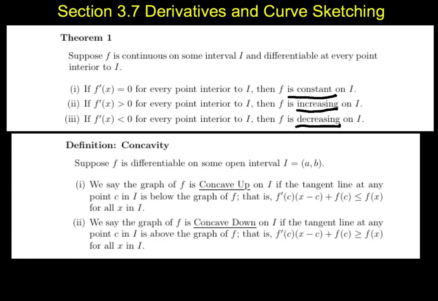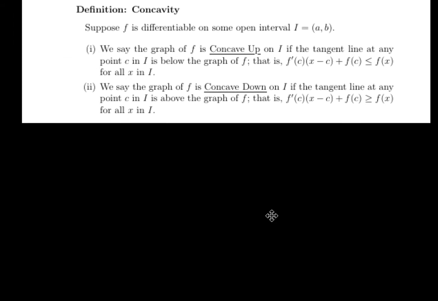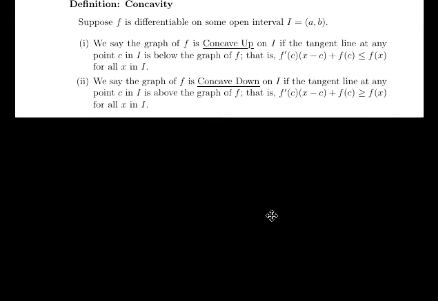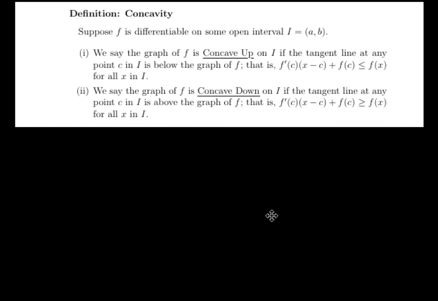So let's put it here that we say that a graph is concave up if the tangent line at any point is below it, and it's concave down at any point if the tangent line is above the graph. So let me draw a couple pictures to see that this captures the idea of concavity, and then we'll put down the theorem that we've discussed, that the second derivative gives us a sense of concavity.